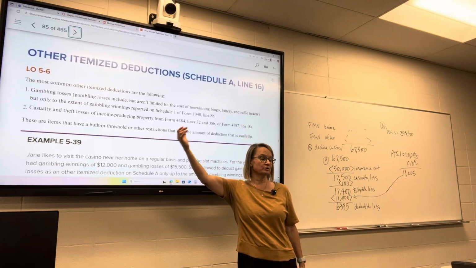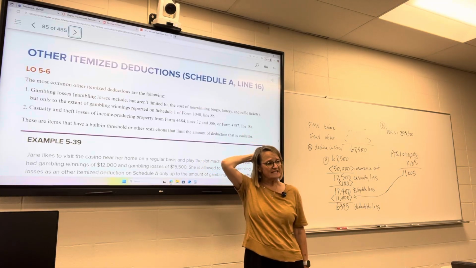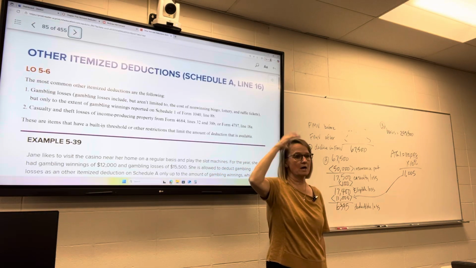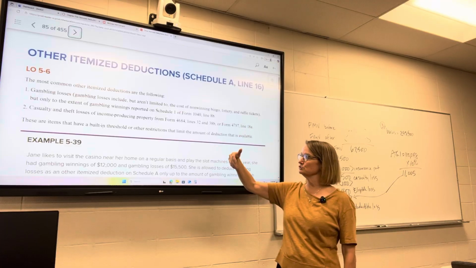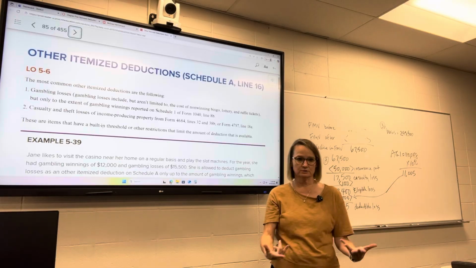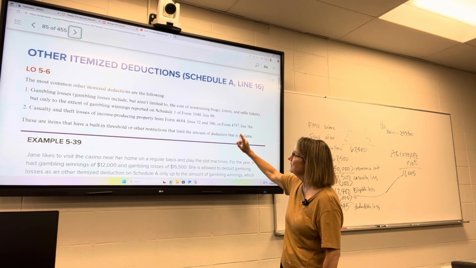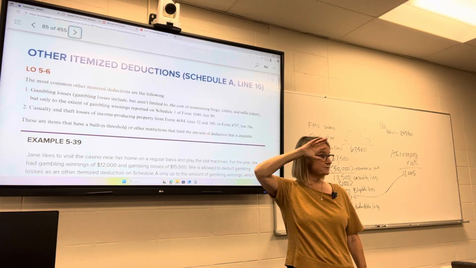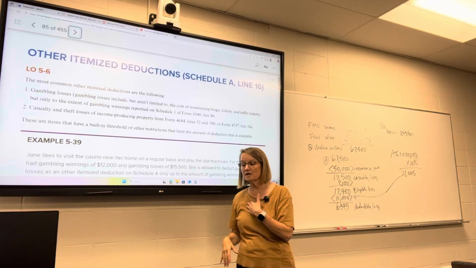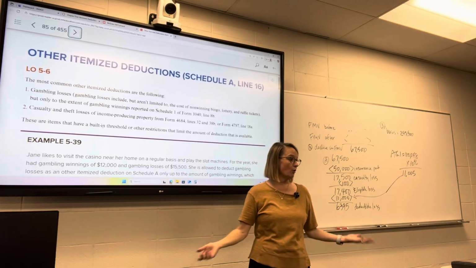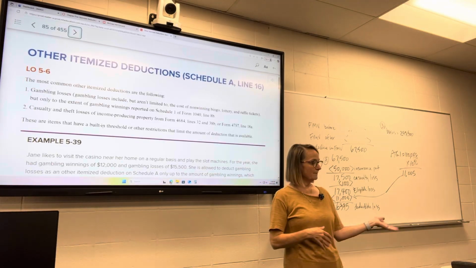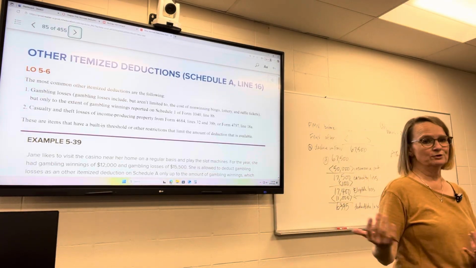Those gambling winnings are usually reported on a W-2G form, and it's only amounts, I think, over $600 that you would receive that W-2G. But even if you win and you don't get a reporting form, you're still supposed to claim that. But the big limit is, again, it's only up to the amount of winnings. So you can't just go out to the casino, spend a whole bunch of money, and have really bad luck and not win anything. If you don't win anything, you don't get to deduct anything.